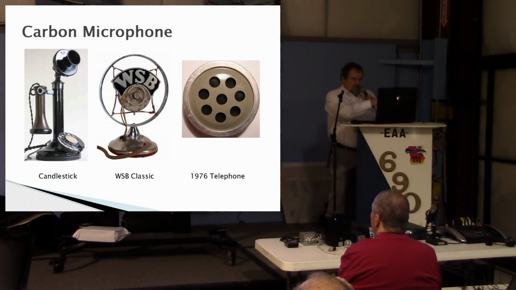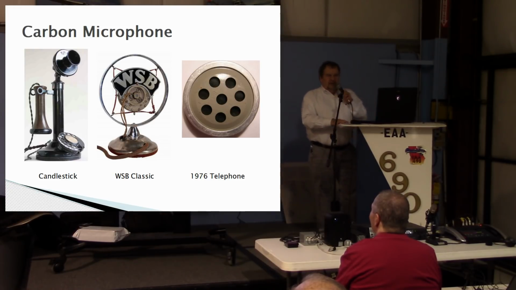There are some examples, the old candlestick phone, and there's an old WSB mic, and that's the carbon mic right there that you see in the old telephone receivers. I used to do teleconference work for Bell South, and when you get somebody on the phone on the other end, they sound terrible. They're scratchy and gnarly. You can tell them, take the end of the telephone, whack it on the desk a couple times, and it clears up perfectly and redistributes the carbon.